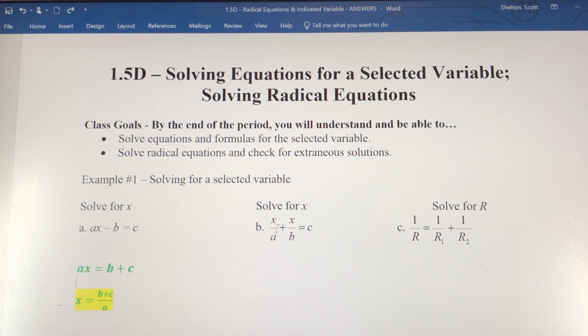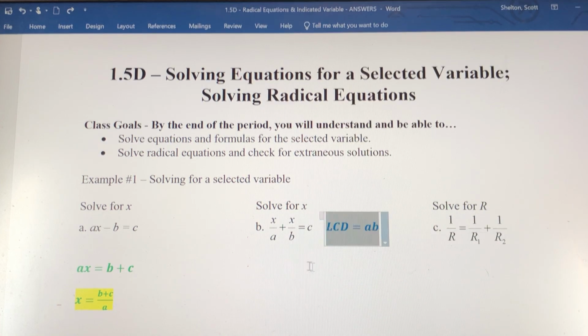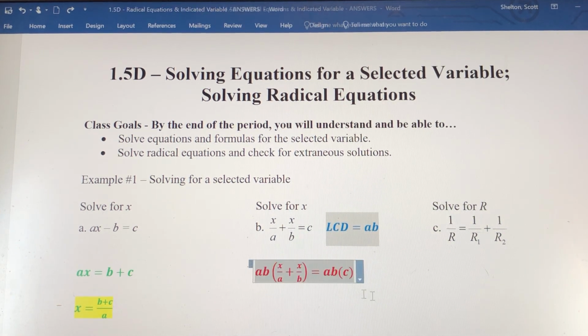There are a couple ways I can do that. I could get a common denominator, combine these two fractions, and then go about the process of getting X by itself. In this example, though, I'm going to find what that common denominator would be for all three parts of the equation, and multiply both sides by that value. The common denominator here would be A times B, the product of A and B. If I multiply both sides of the equation by that product, I'm maintaining equivalence, but I'm also eliminating fractions. So let's show that step. I'm going to multiply both sides by AB.